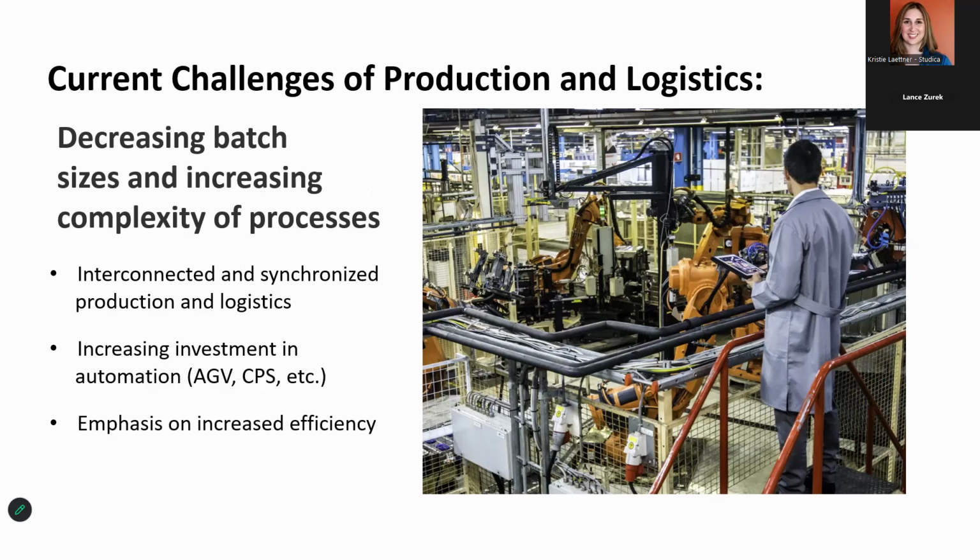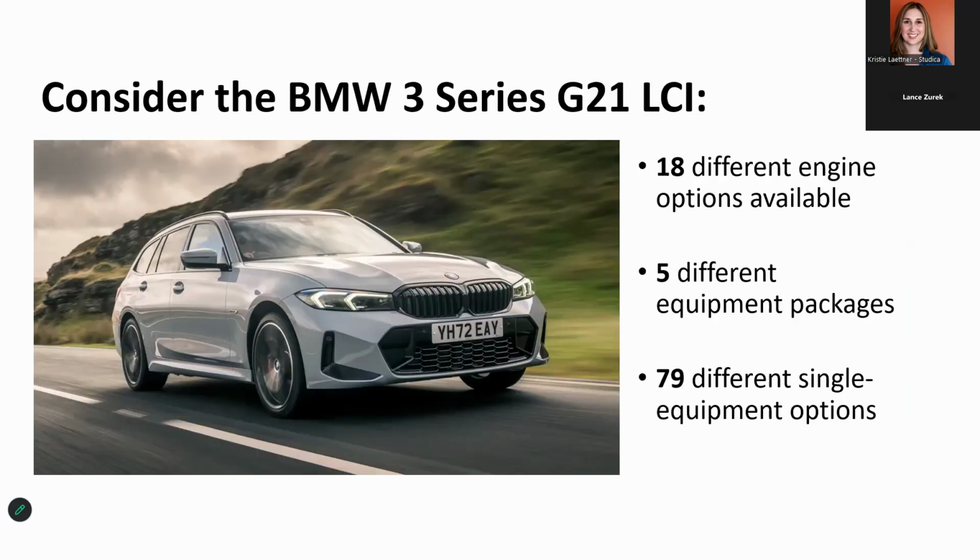This requires companies to better synchronize production and logistics and to make investments in cutting-edge automation equipment and processes, and again, to be as efficient as possible. As an example, let's consider the production of a modern automobile, and we'll use the example that's shown on the screen right now, which is the BMW 3 Series.